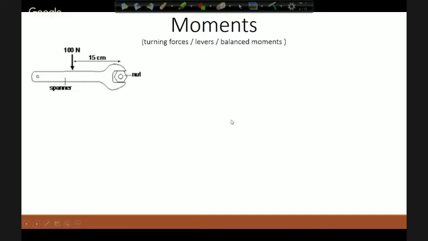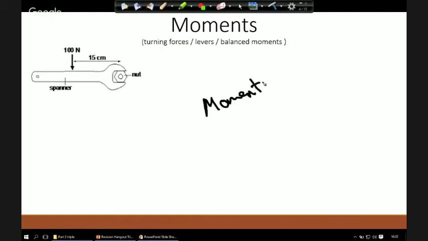Okay, so looking at the first topic then, moments. A moment is a turning force, so it's just like a force, but it acts in turning things rather than pulling or pushing. So the equation for a moment is moment equals force times distance from the pivot, and that is a perpendicular distance.